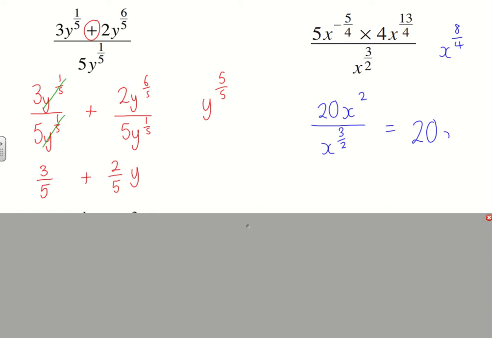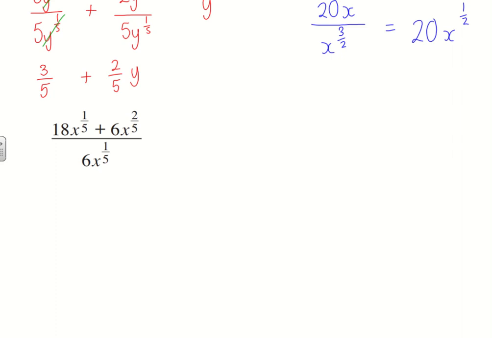And then the last one, because they're pretty much just repetition of the same thing, this is an add-in one again. So split your fractions, I'll work over here. So we got 18 to the power of 1/5 over 6x to the power of 1/5. Always nice when you've got matching powers because they'll cancel out. Plus 6x to the 2/5 over 6x to the power of 1/5.